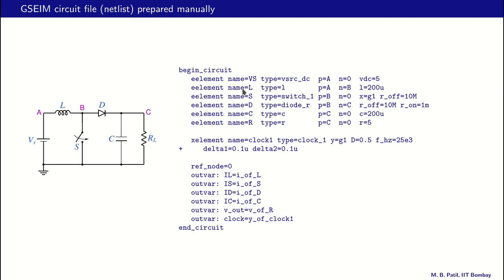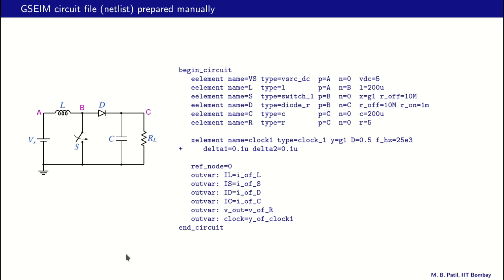Similarly, there is this inductor whose name is L, whose P node is A, N node is B, and whose inductance is 200 U. 200 U is 200 microhenry. Also, there is a non-electrical element in this circuit, and that is denoted by this statement starting with X element. That non-electrical element is the clock which is driving this switch, not shown in the circuit, and it has its own parameters. D is the duty cycle, F hertz is the frequency in hertz, and there are some other parameters.